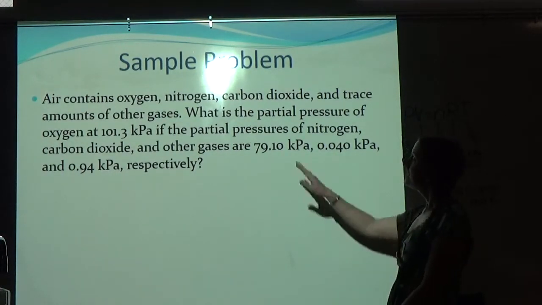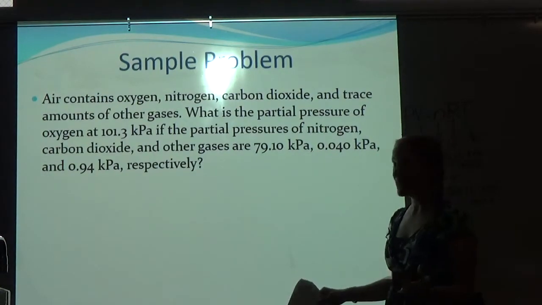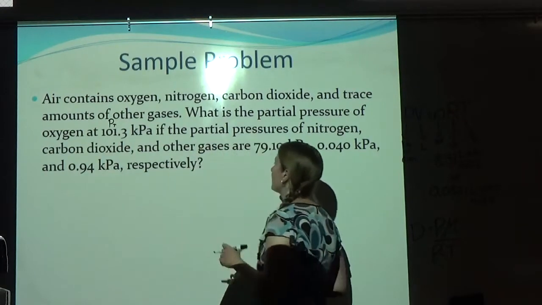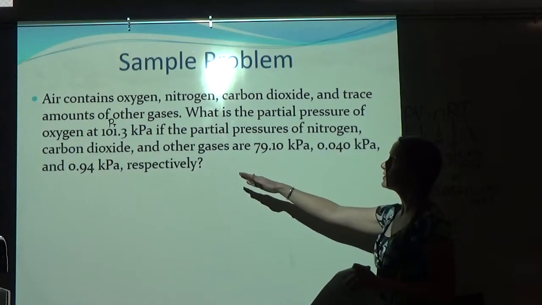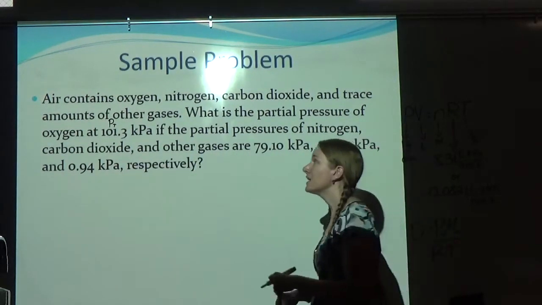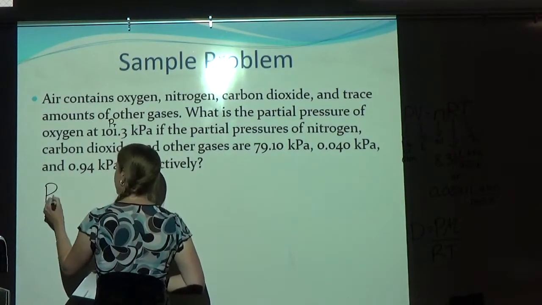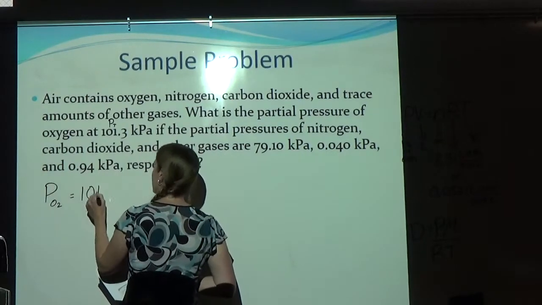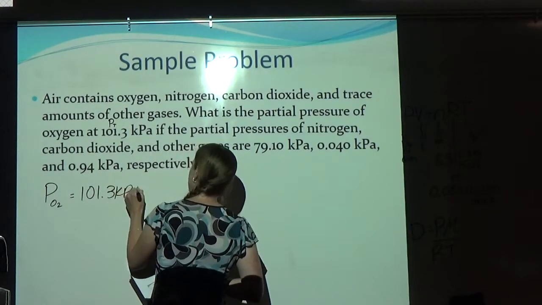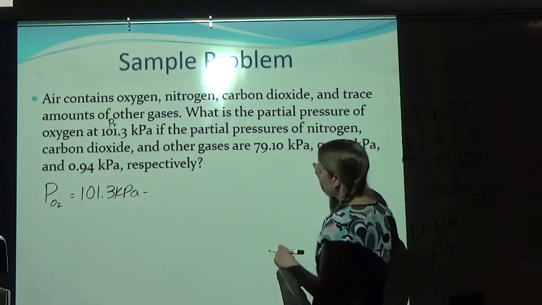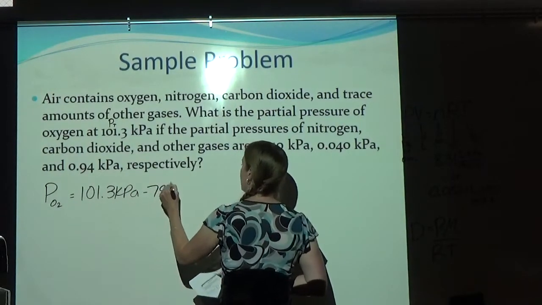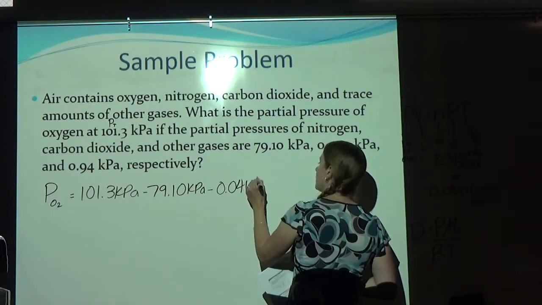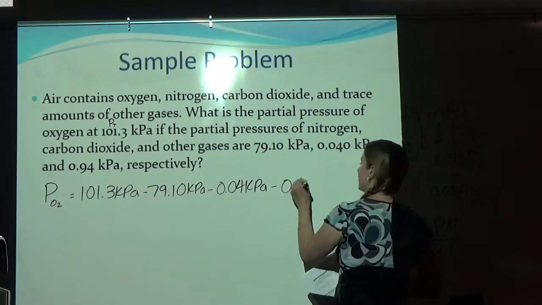All right. Thank you, Mr. Thompson. All right, and so then these are the partial pressures of our other gases. So in other words, what they gave me is the total pressure right here, and then they gave me the partial pressures of the other gases. So to get the partial pressure of oxygen, I would just need to take my total pressure, which is 101.3 kPa, and subtract my other partial pressures. So I would subtract the 79.1, I would subtract the 0.04, and I would subtract the 0.94.